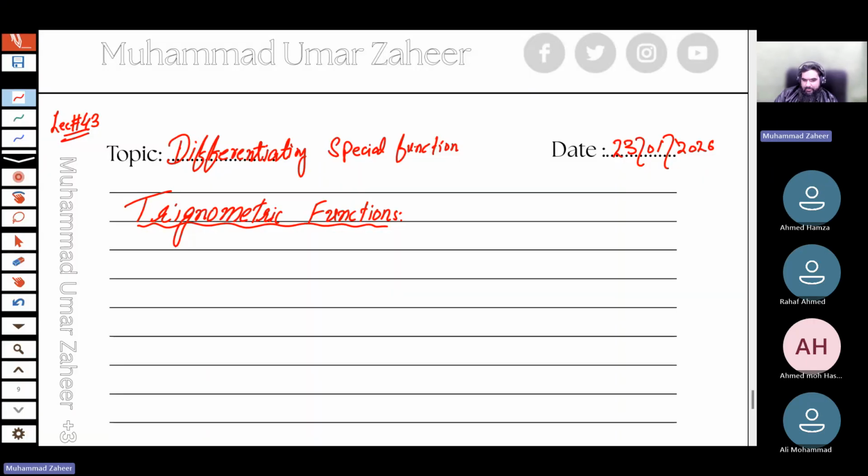We are just going to take the differentiation of algebraic basic functions. In today's class, we are going to learn how to take the differentiation of some special functions like the trigonometric functions, exponential functions, and logarithmic functions. First of all, we are going to talk about the differentiation of trigonometric functions.